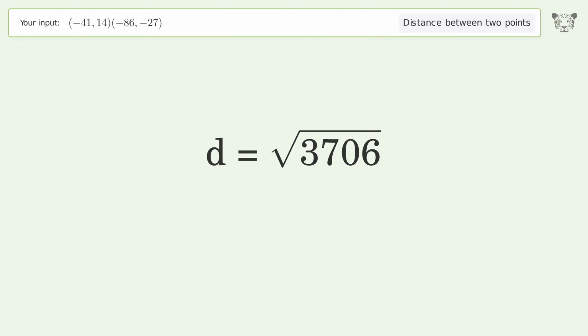And so the distance between the 2 points is the square root of 3706, or 60.877.